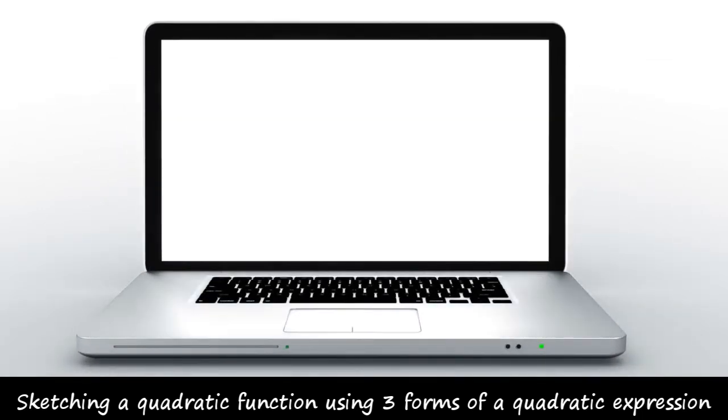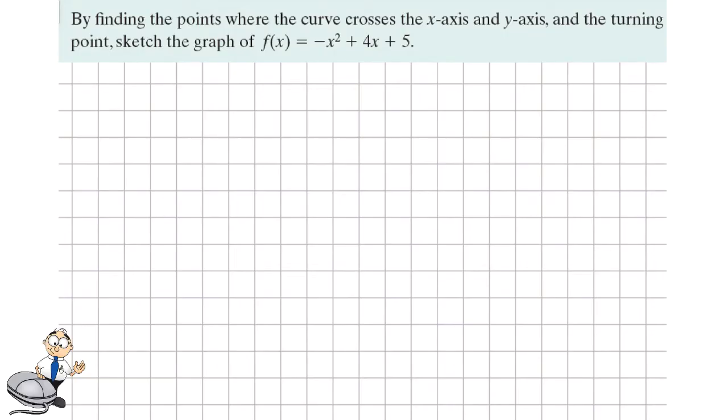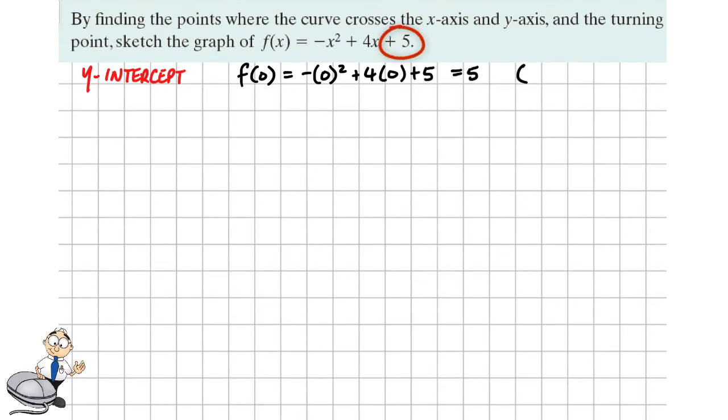Sketching a quadratic curve. Probably the normal way of sketching a quadratic curve is to take out the calculator and use the table function. But here we've been asked to sketch it by finding the intercepts and the turning point. The y-intercept, we could read it off the standard form. It's 5. It's the constant term when the function is written in a standard form.